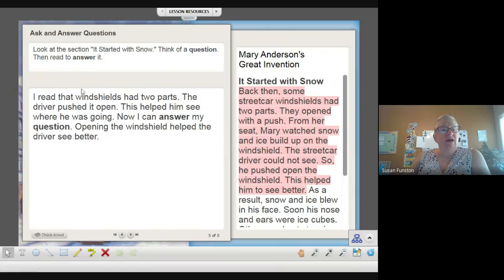Okay, I read that windshields had two parts. The driver pushed it open. This helped him see where he was going. Now I can answer my question. Opening the windshield helped the driver to see better. So that is the answer to why they opened their windshields, because they couldn't see.